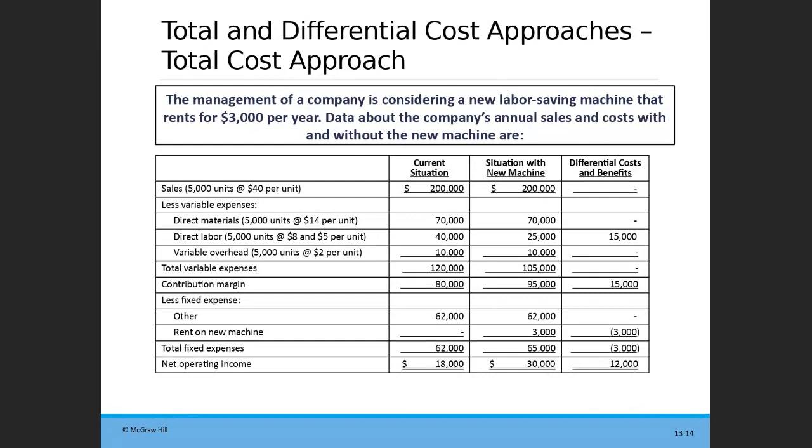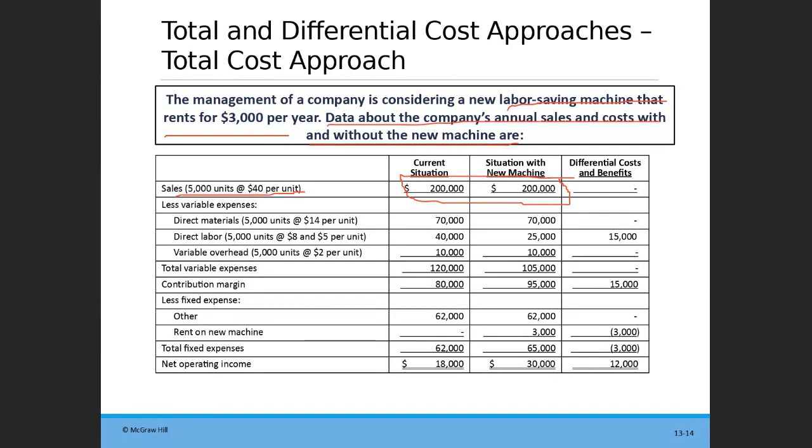So let's look at another problem. Here we are considering a machine that rents for $3,000 a year. Here's the data about the sales with and without the new machine. They've got it all lined up here. Here's my current situation. I'm going to sell 5,000 units at 40 per unit. This machine isn't going to help me sell any additional units. It's just labor saving. So the sales are still the same, so there's nothing differential there.